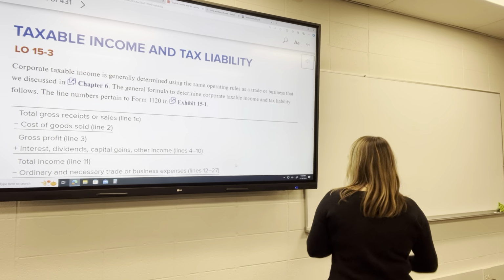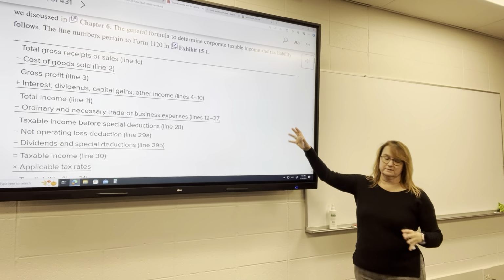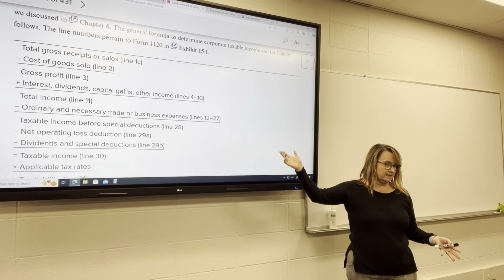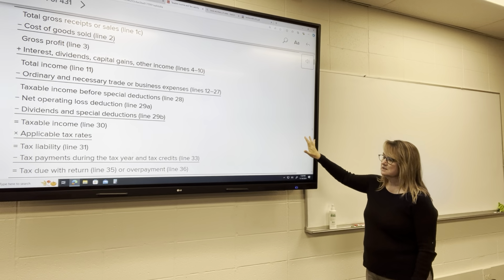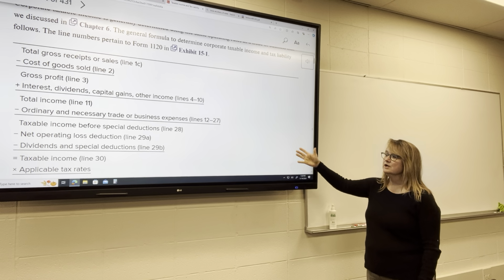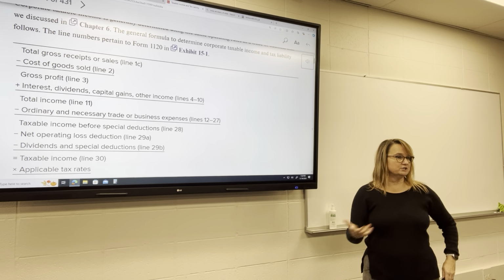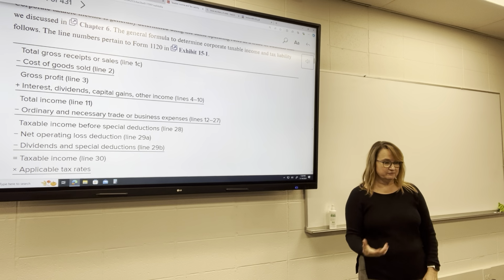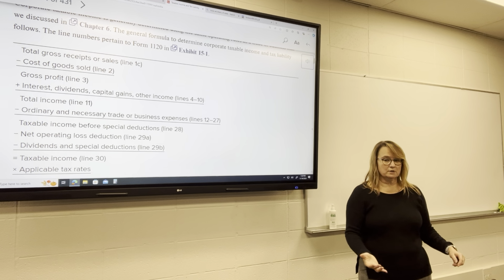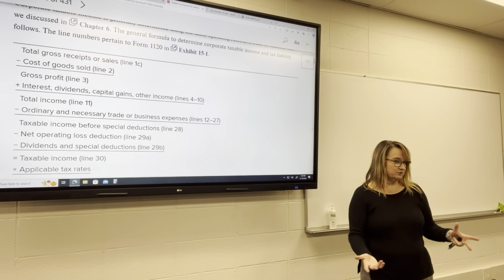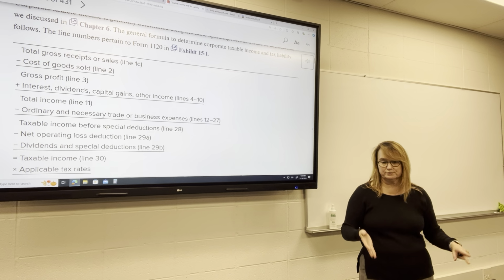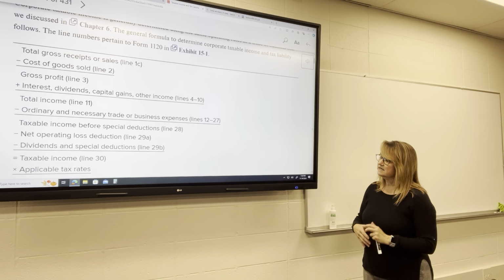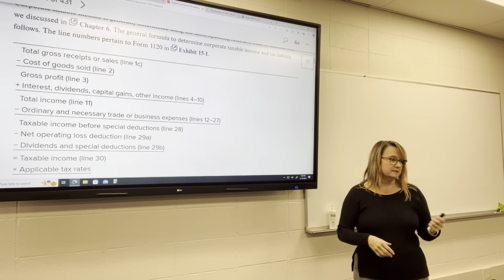Okay, so this is essentially the tax return that we just looked at. This is the formula for calculating what tax is for a corporation. You'll notice there's no adjusted gross income. There's no concept of adjusted gross income for anybody but individuals. There's no adjusted gross income for partnerships, none for C corps, S corps. That is solely limited to individuals.